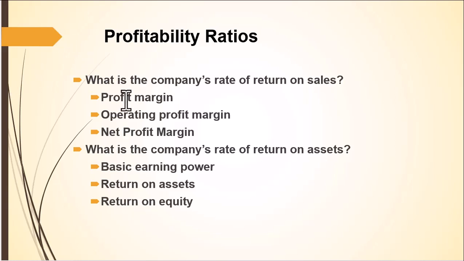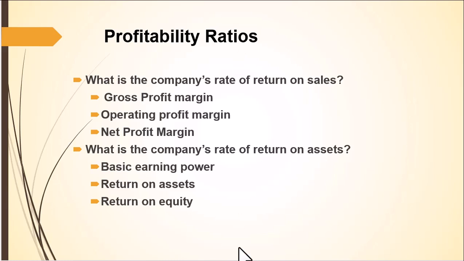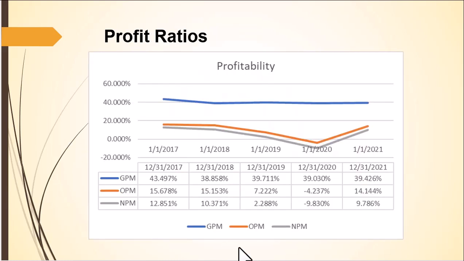So the income statement items, we're going to look at profit margin, operating profit margin. Sorry, this should be gross profit margin, operating profit margin, and the net profit margin. From the balance sheet, we're going to look at something called the basic earning power and the return on assets. Now, those two ratios are very similar to each other, but one gives a much different view of the world than the other. And then we also have return on equity.